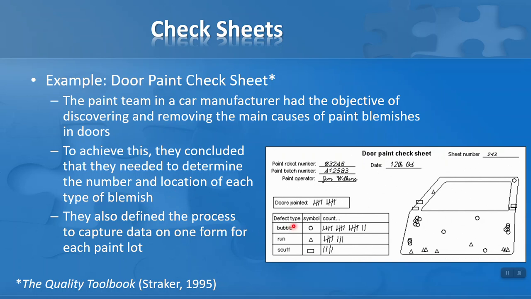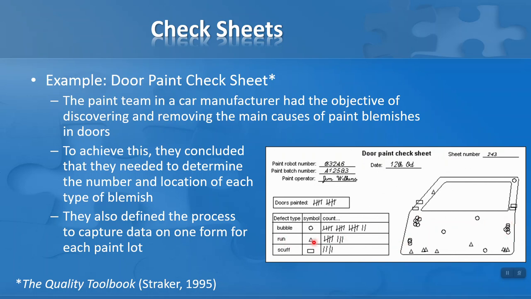So we can see we have 3 different types of blemish. We have a bubble, a run, or a scuff. On the defect map, these are located with 3 different symbols. Circles for bubbles, so we can see there's a lot of bubbles occurring at the front of the door and at the back of the door.